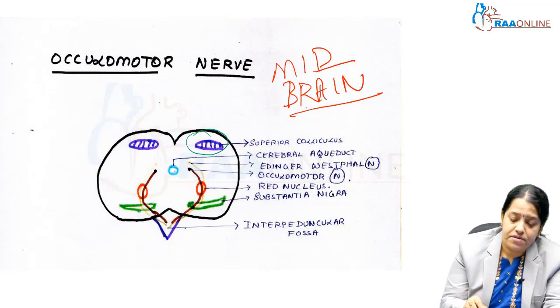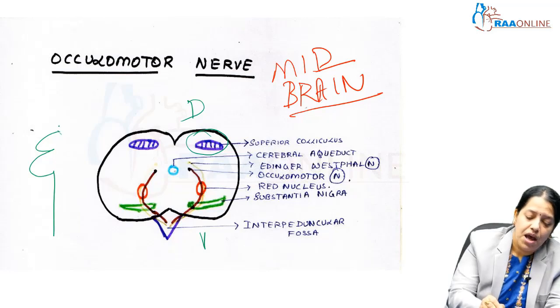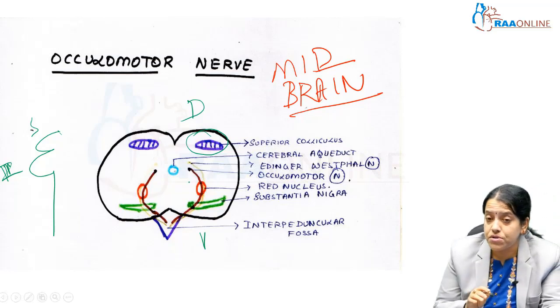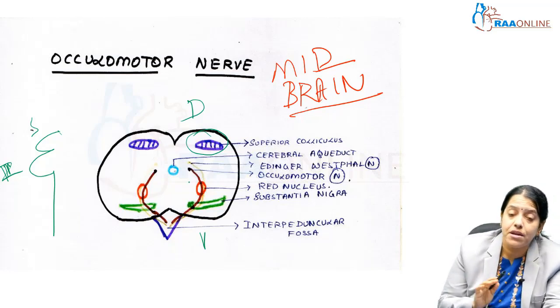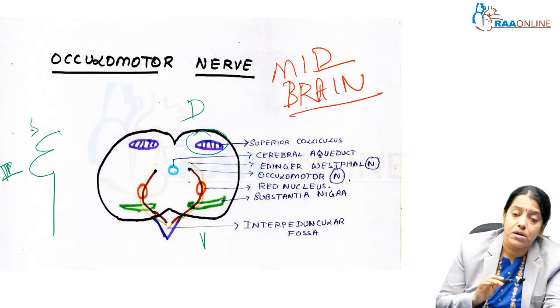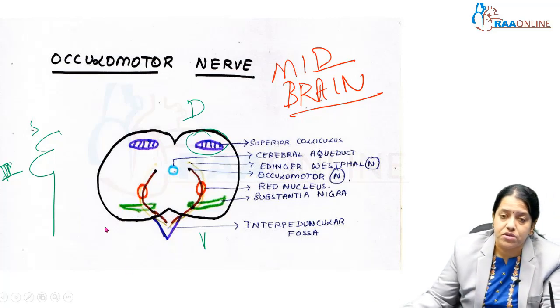Okay, and this is the ventral aspect, this is the dorsal aspect. So when we draw the midbrain as such, we have two colliculi, the superior and the inferior colliculus, and the oculomotor nerve is originating at the level of the superior colliculus and from the periaqueductal gray matter. Now, around the aqueduct, if you see, this is the cerebral aqueduct.